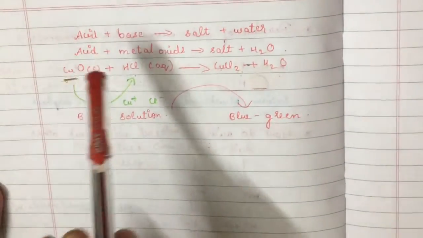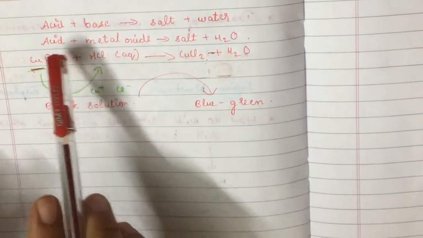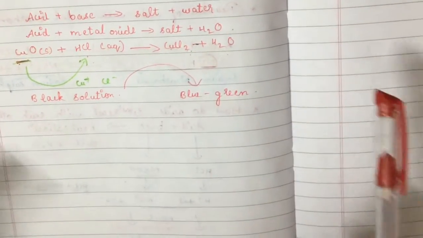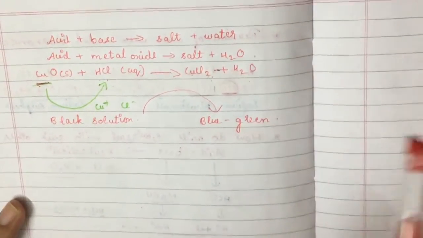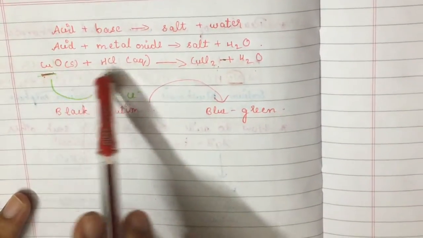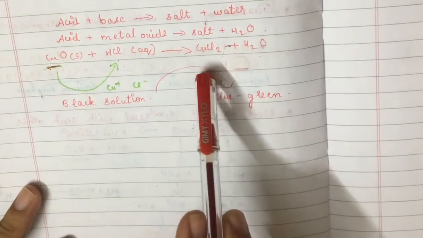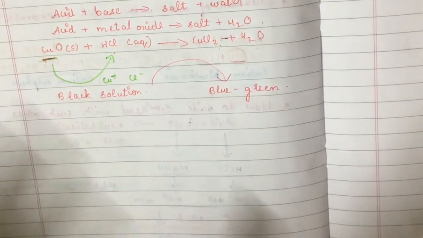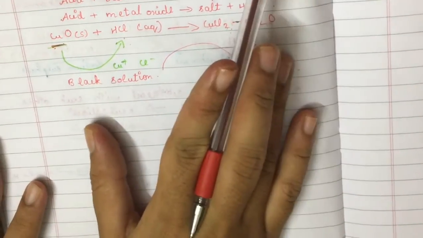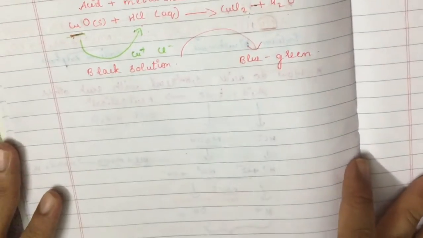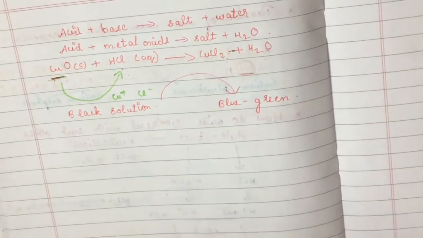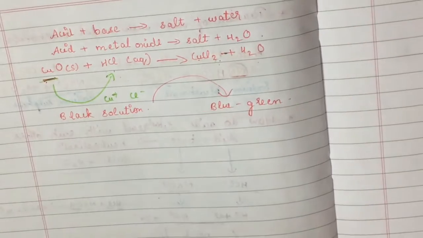So the general representation is: when an acid reacts with a metal oxide, there will be formation of salt along with water. We can represent its chemical formula as CuO plus HCl, which will give CuCl2 plus water. This is the general reaction. Next is the corrosivity of acids. Coming on to the next topic.